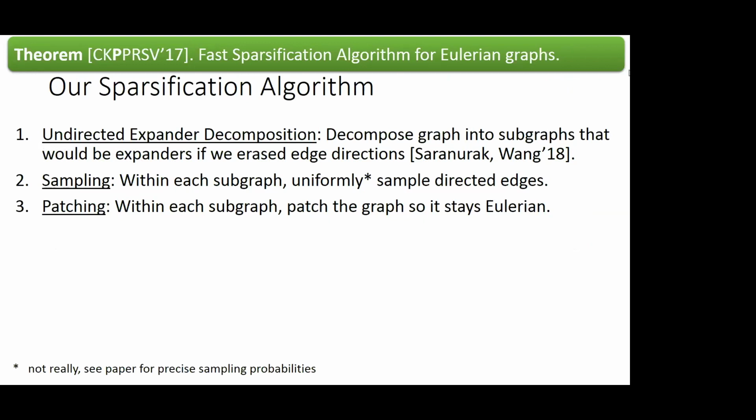So we do an undirected expander decomposition. I'm decomposing the graph into subgraphs that would be expanders if we erased edge directions. And then within each subgraph, uniformly sample directed edges. And then finally, within each subgraph, patch the graph so that it stays Eulerian. And since each subgraph is Eulerian, the whole graph is Eulerian.